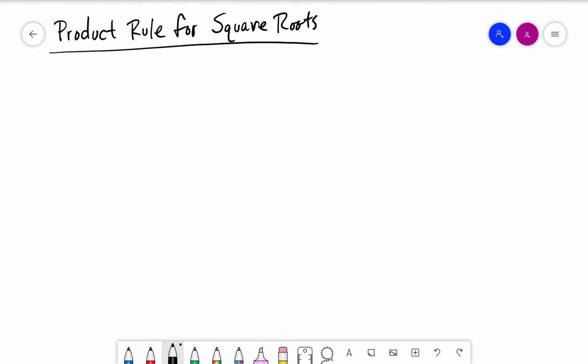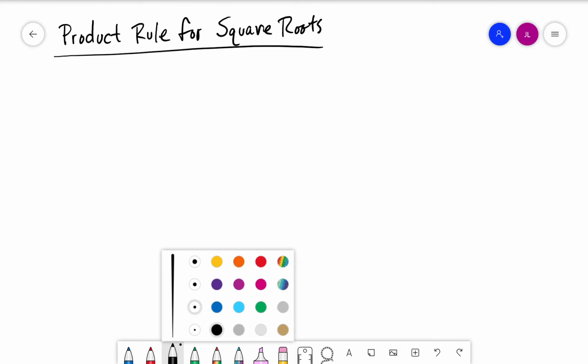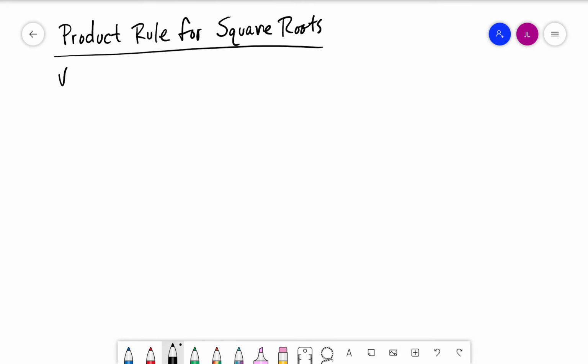I'm going to talk about the product rule for square roots today, and specifically how we use it to simplify square roots. A square root is simplified when a radicand contains no perfect square factors other than 1. The square root of 20 isn't simplified. We don't have this broken down.